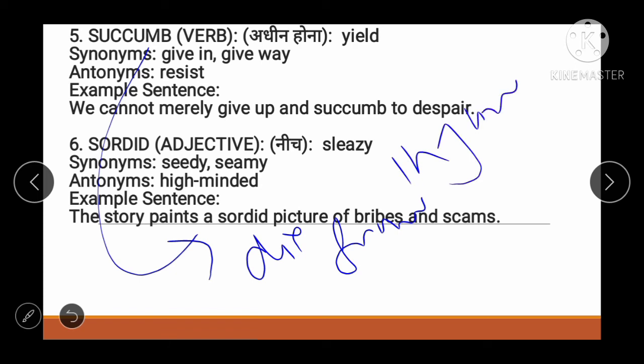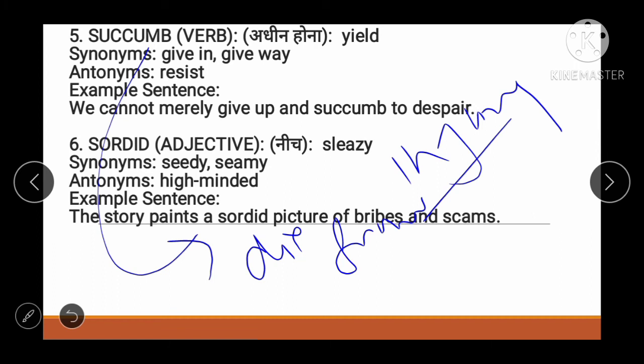Okay, die from injury, or we can simply say effect of disease के कारण. Okay, so give in or give away. Antonym would be resist होना. All right, let's form an example. We can't merely give up and succumb to despair. Let's see the next one.